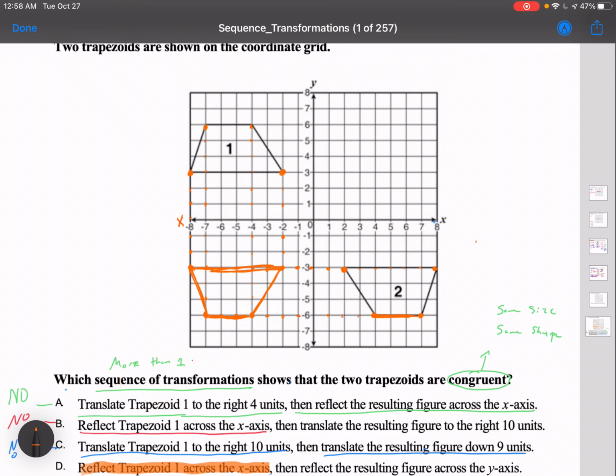I think we finally found it. So that's not an uh-oh moment. That's a great moment. And look at that. We got a match. So our answer here would be D.